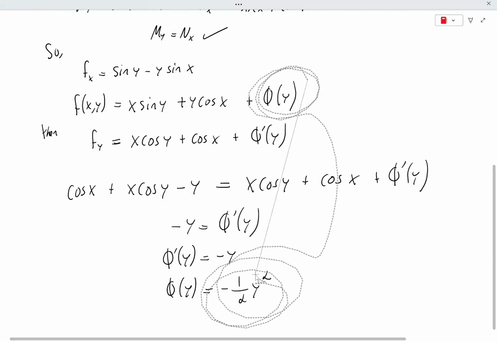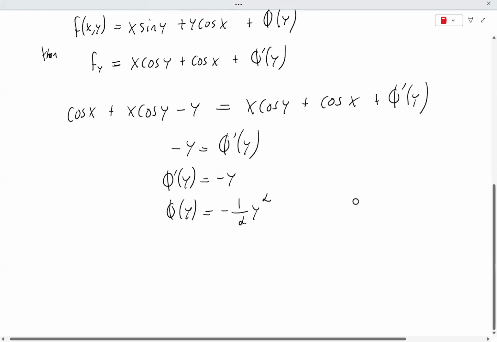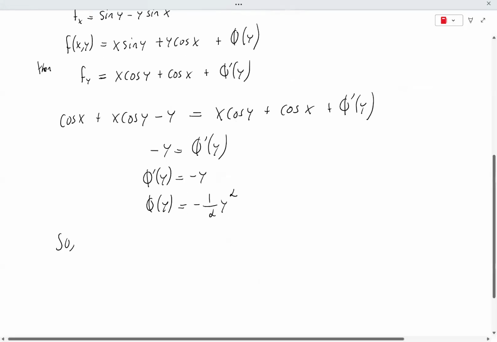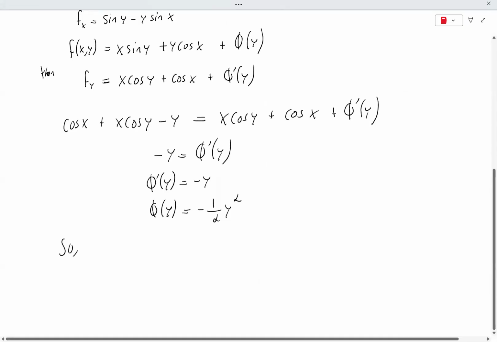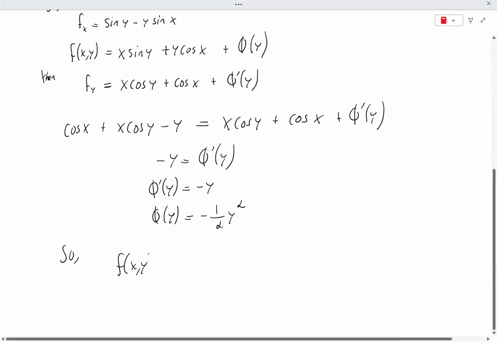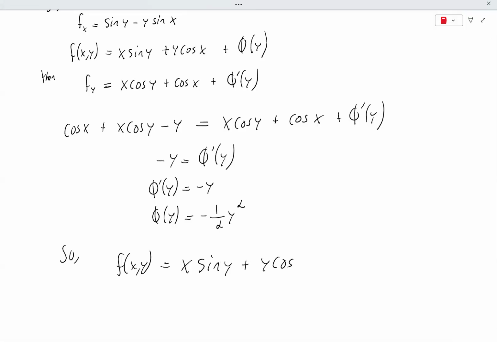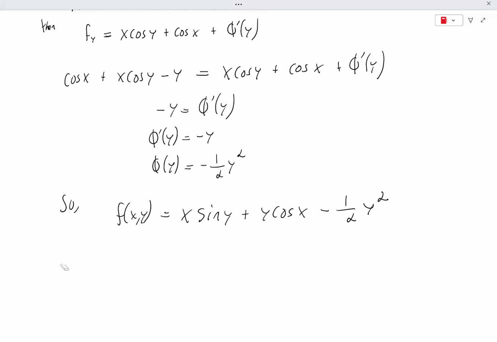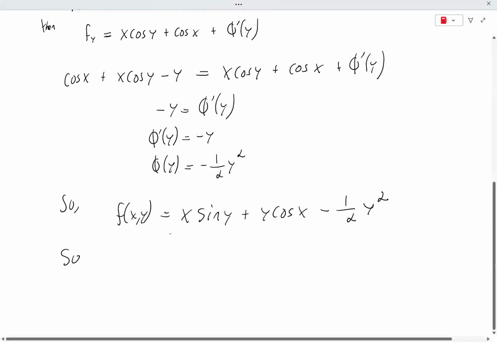Okay, so then the f of x y, so we got, right, so we got, I'll say it this way. So that means f of x y is equal to x sine y plus y cosine x minus 1/2 y squared. Okay. So that means now that's our f of x y, right?